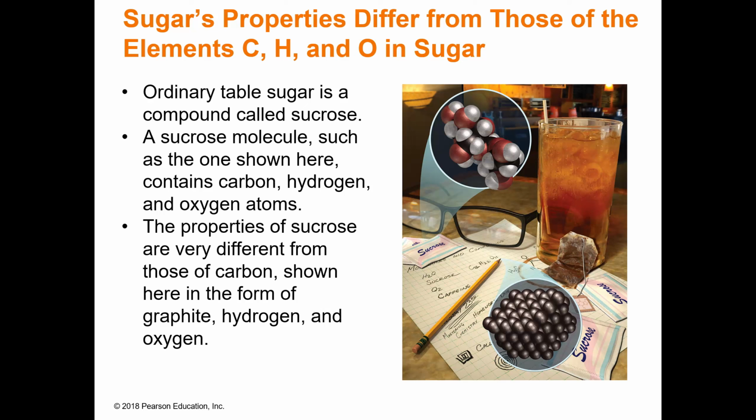Table sugar, or sucrose, is made of carbon, hydrogen, and oxygen atoms. But if you've ever seen pure carbon as graphite or smelled hydrogen gas, you know they're nothing like sugar. That's the magic of chemical bonding. When these elements combine in just the right ratio and structure, they create something entirely new with new properties.